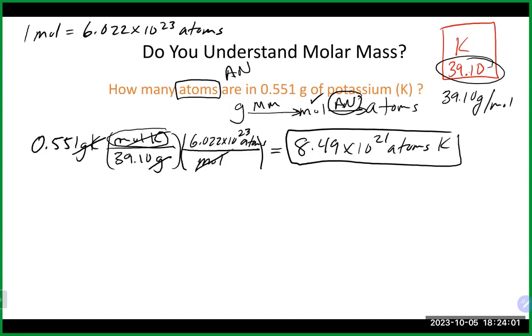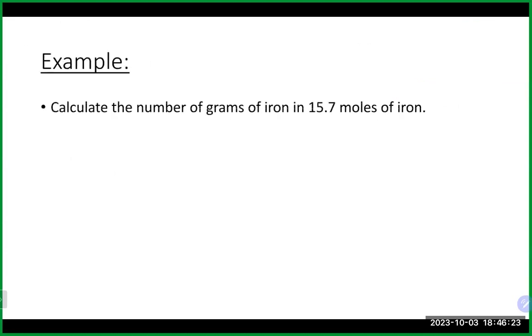Okay, so obviously grams per mole, molar mass really important. All right, so why don't you try this one? Let's calculate the number of grams in 15.7 moles of iron. Iron is 55.85, I hope, still. Look at the periodic table. Okay, let's take a look.